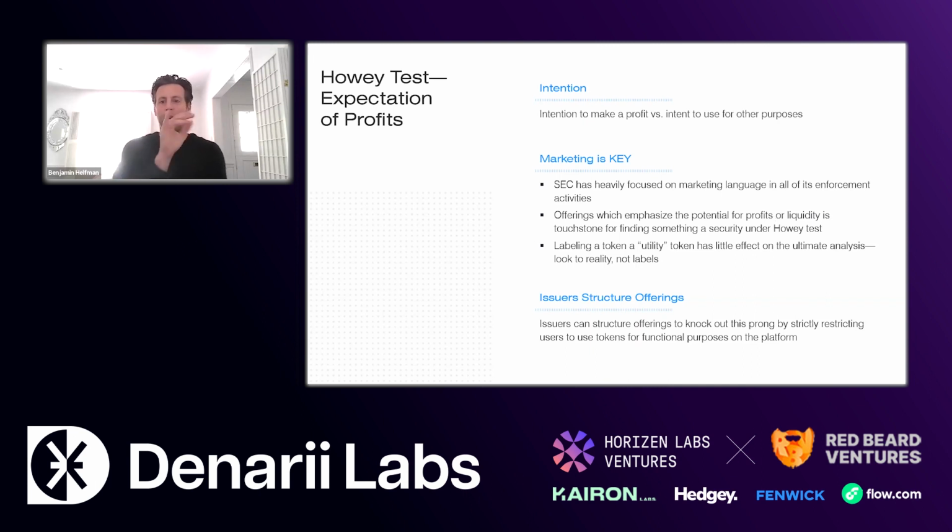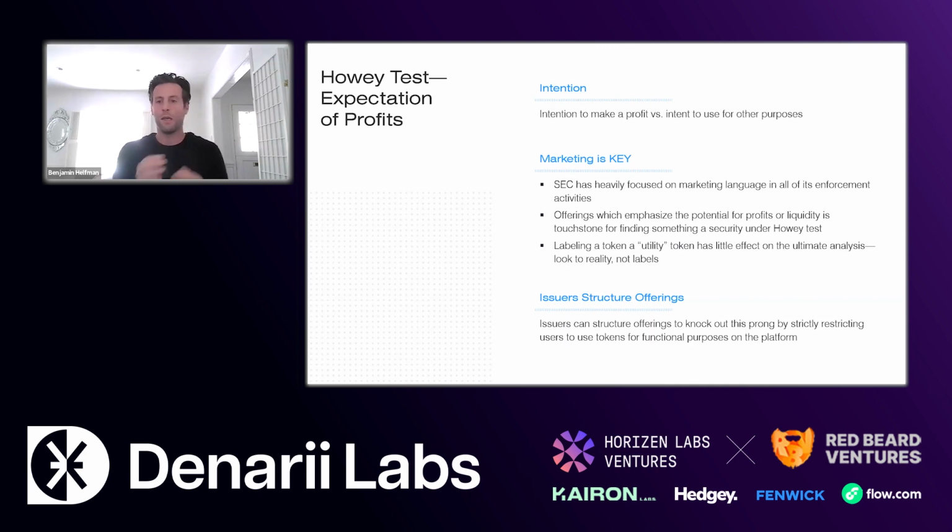So the next piece, we're breaking up the expectation of profits from the efforts of others into two separate prongs. The courts have typically looked at these, and a lot of times they look at them together. It is going to be somewhat challenging to defeat the argument that the token itself is being purchased for investment purposes, although it's not impossible.